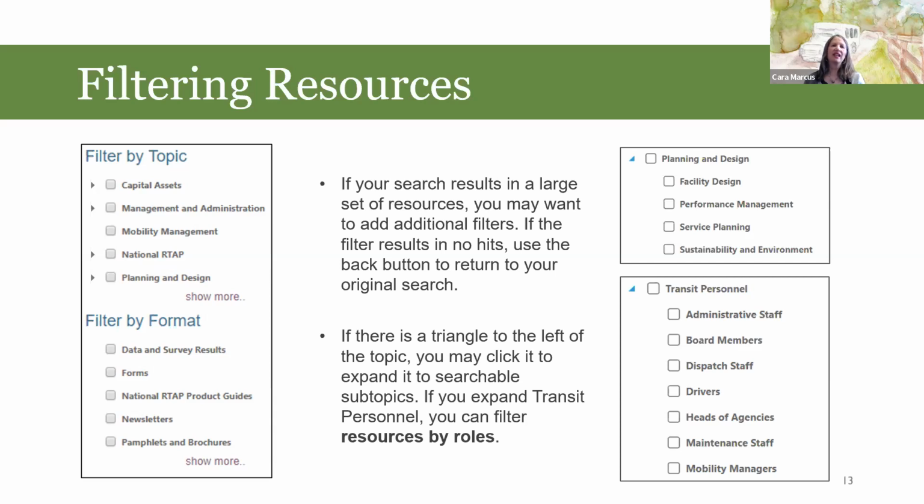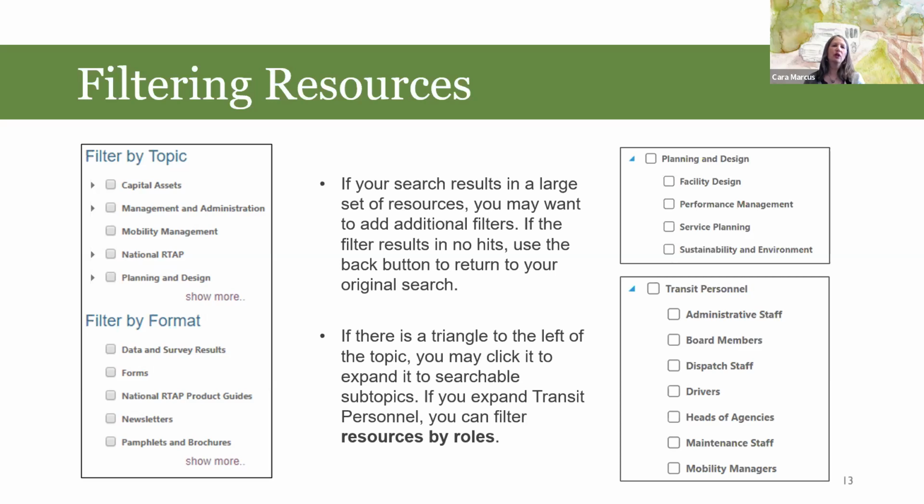mobility management, planning and design. Click on show more to see what other topics there might be. And if there's a triangle to the left of the topic, that means there's subtopics. So you can click on the triangle and expand it to get the subtopics. And that way, I think capital assets has vehicles, facilities, and equipment. I'll show you all this. And if you're only looking for vehicles, you'd click that. But if you're looking for all capital assets, you can click that.